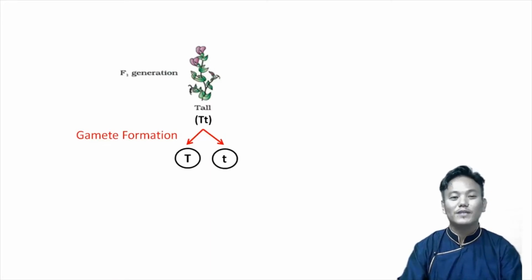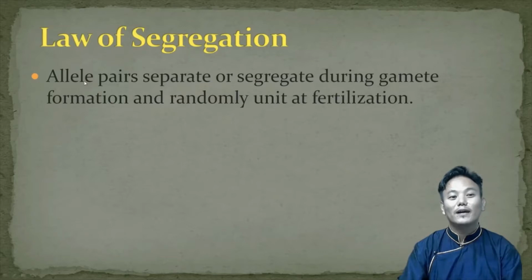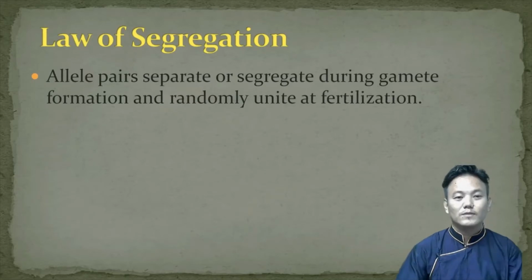The law of segregation simply states that allele pairs separate or segregate during gamete formation, and they randomly unite at fertilization. So that is the law of dominance and the law of segregation. I hope you are clear about what the law of dominance is and what the law of segregation is.